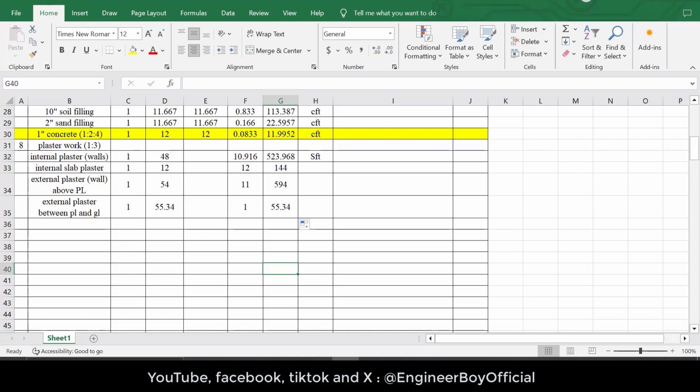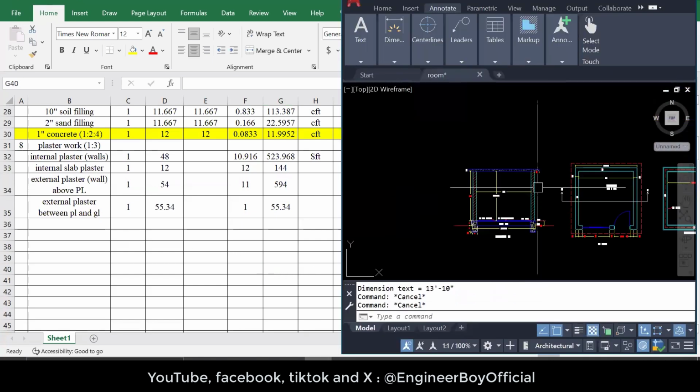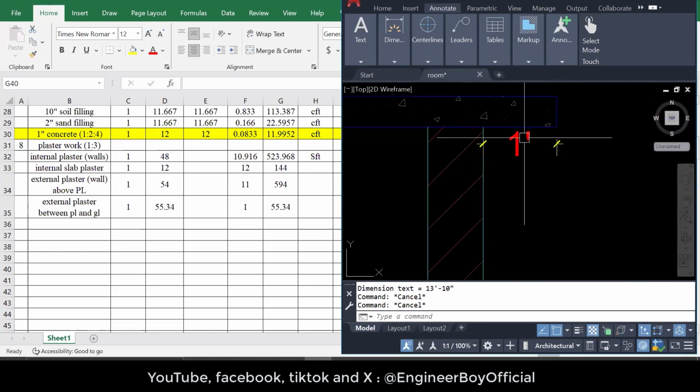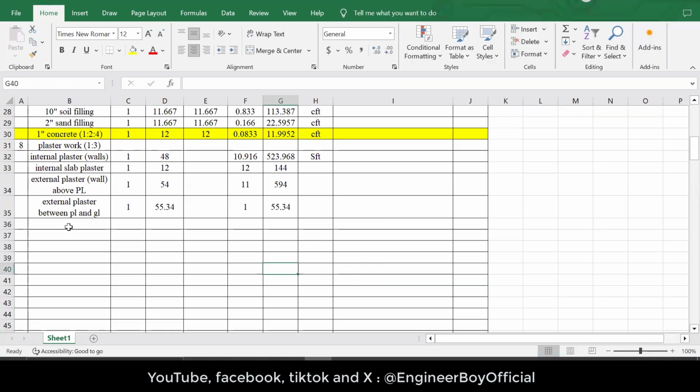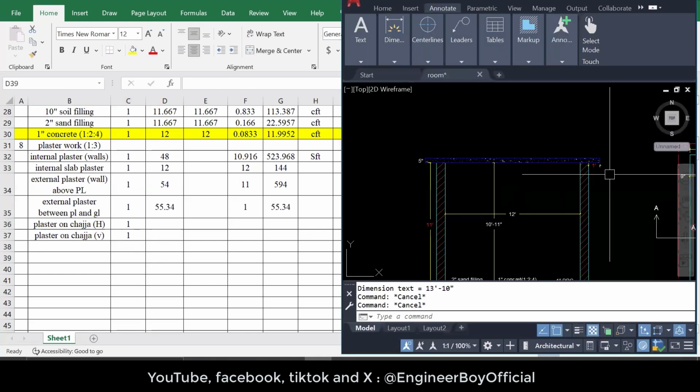Okay, one thing I think is just remaining. This 1 feet portion and then this vertical portion of the chajja. Okay, so we have to determine that. Plaster, you can say chajja. Okay, and I'll say the horizontal portion. Then we have to determine the plaster and chajja, and that is going to be, let's say, the vertical portion. And number, we have to just put 1 because it is just the same thing.